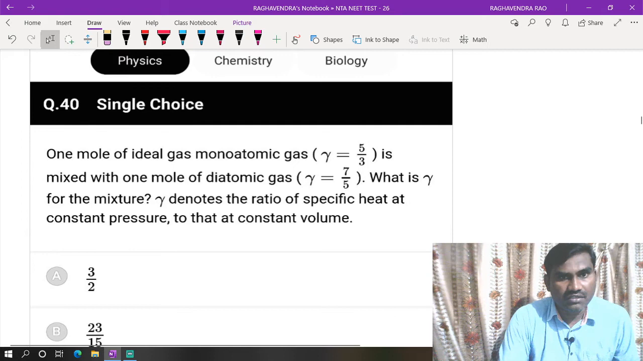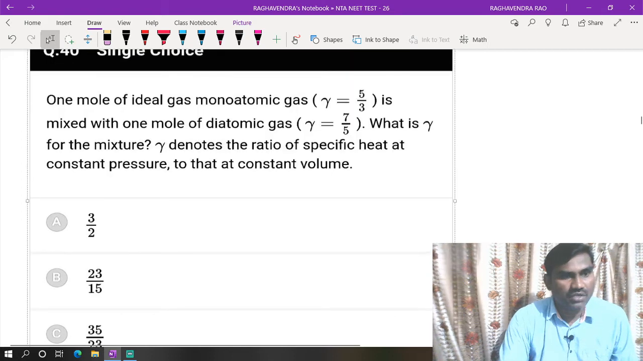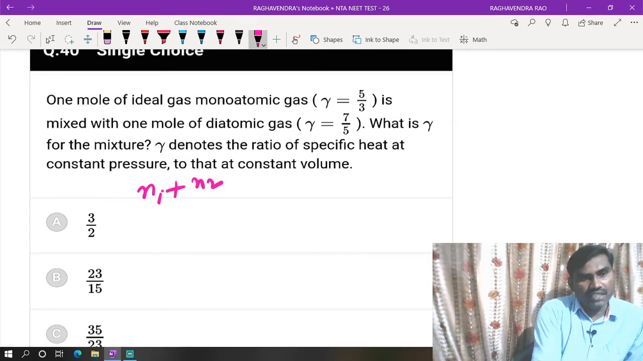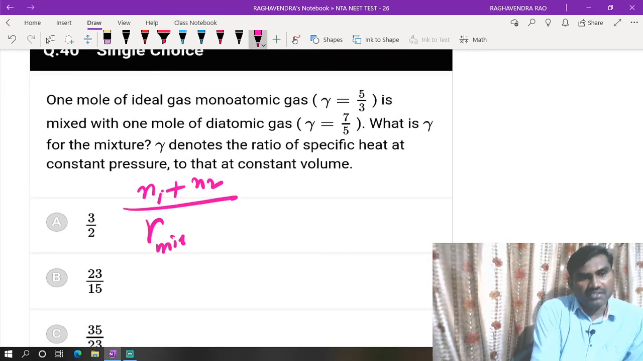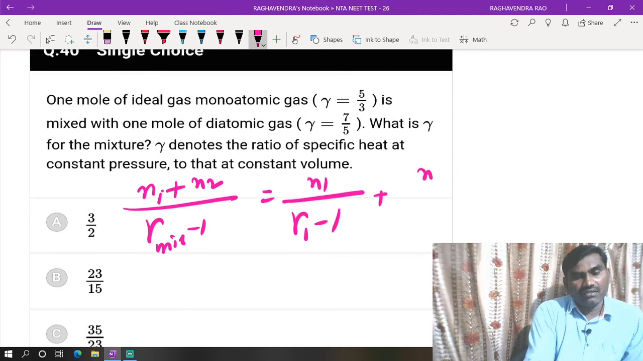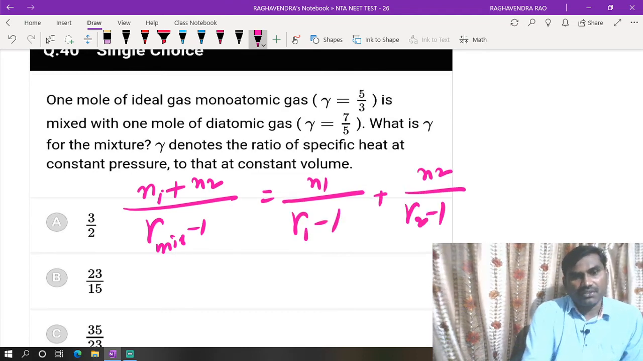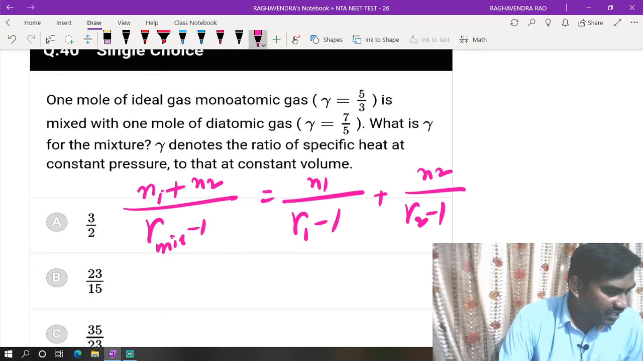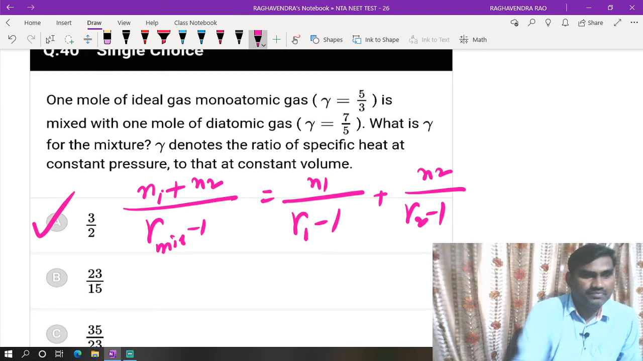Okay, this is a very important model of question. A mixture of gases: (N1 plus N2) by (gamma mixture minus 1) is equal to N1 by (gamma 1 minus 1) plus N2 by (gamma 2 minus 1). All the values are given, so we can substitute. We get the value of gamma as 3 by 2.